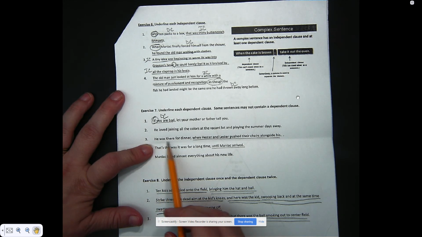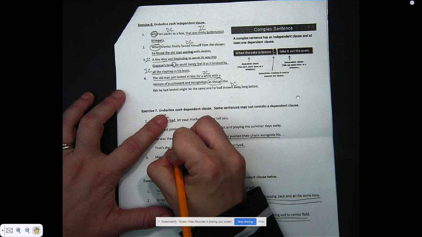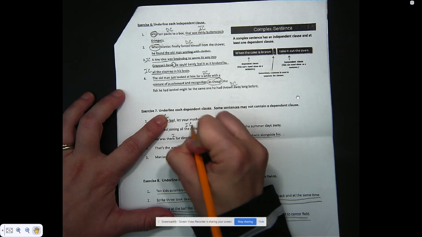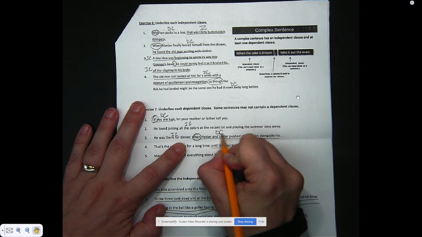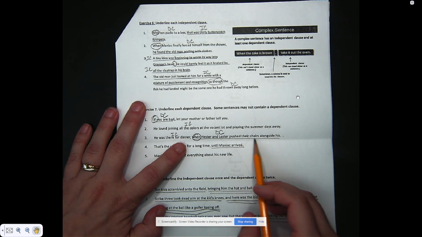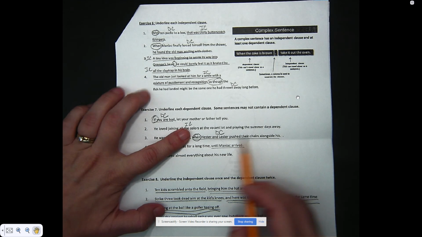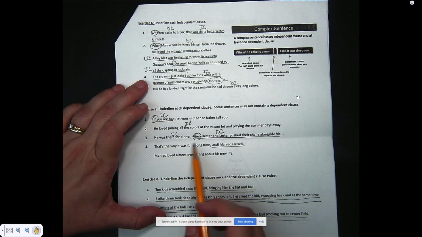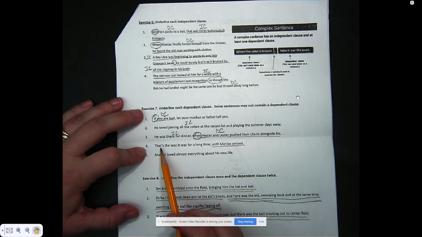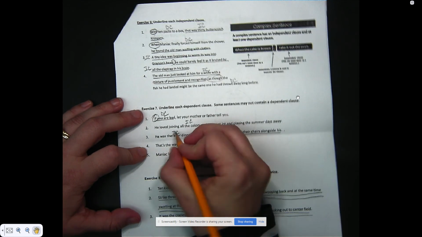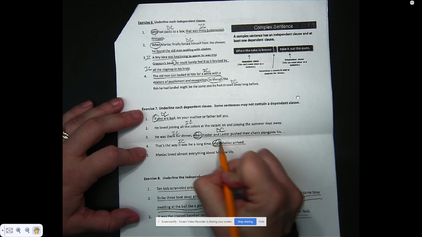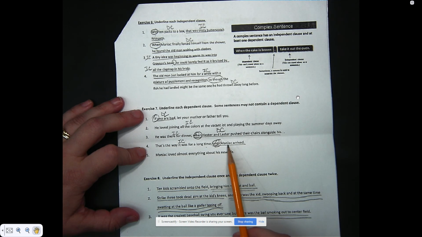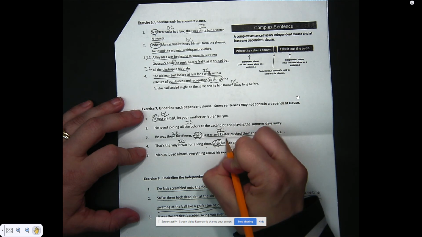Number 3, he was there for dinner. That is an independent clause. Now let me do this. Independent clause, independent clause. This, when Hester and Lester pushed their chairs alongside his, is a dependent clause. It relies on the rest of the sentence. Number 4, that's the way it was for a long time. Independent clause. Until Maniac arrived. You've got a subordinate conjunction, and then until Maniac arrived is a dependent clause.